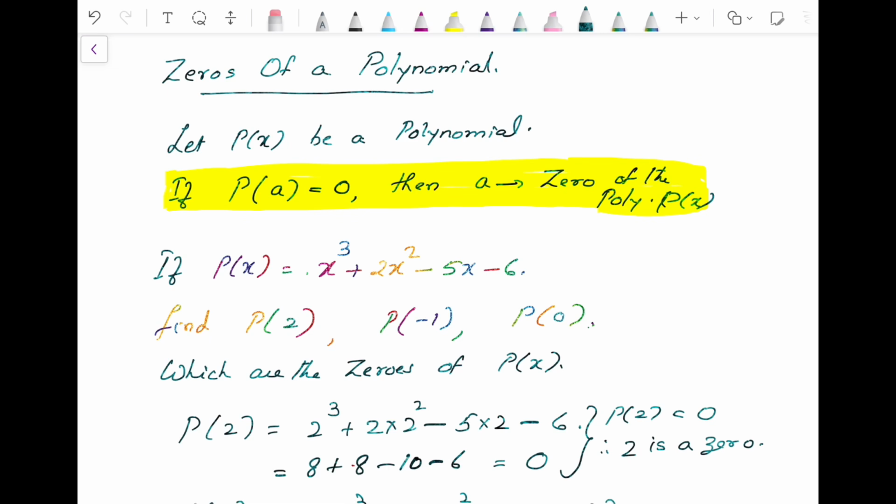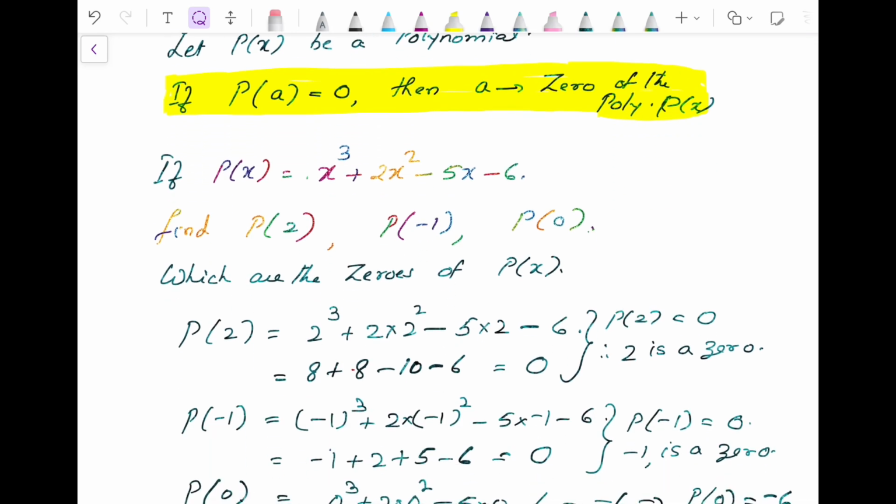Consider this example, p of x is x cube plus 2x squared minus 5x minus 6. We have to find which are the zeros of the polynomial. They have given p of 2, p of minus 1 and p of 0. We will first find out p of 2. You have already learned how to find it. In the place of x you put 2 cube plus 2 into 2 squared minus 5 into 2 minus 6. When you simplify you get the value as 0.